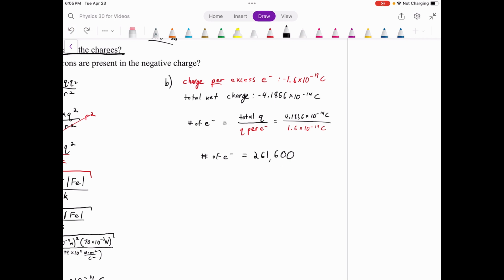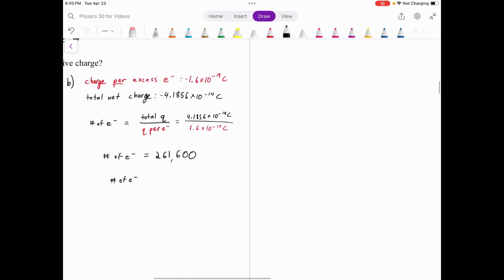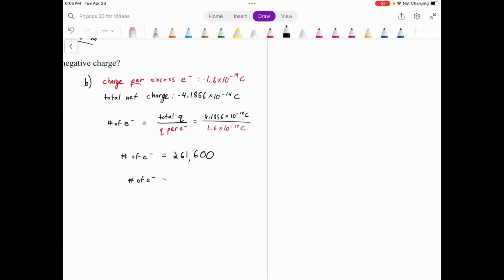Of course, that's way too many significant digits. We do not have that level of precision based on what we were given. We only get 2 sig digs worth of precision, so it should be 2.6 times 10 to the power of 1, 2, 3, 4, 5, 2.6 times 10 to the 5th power extra electrons.